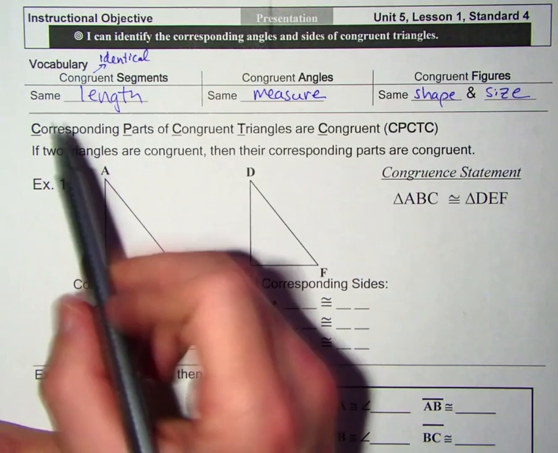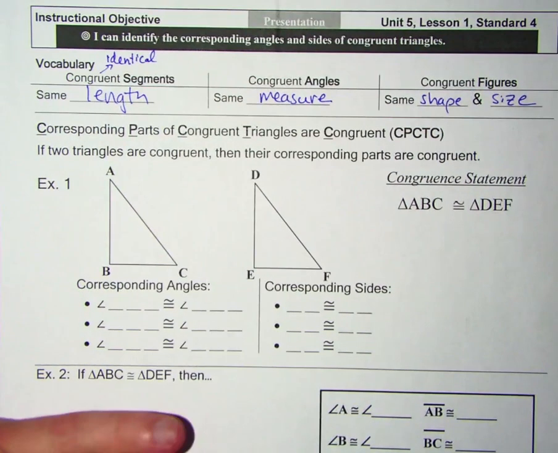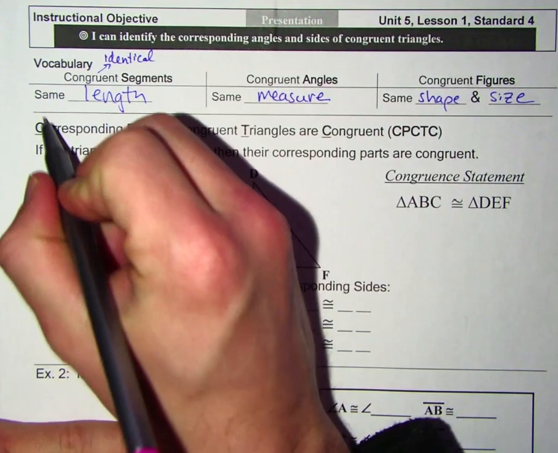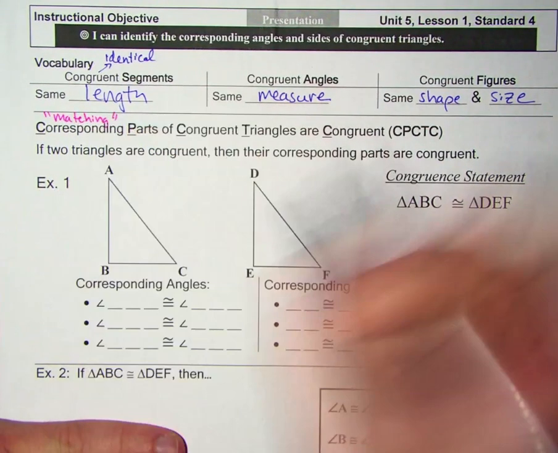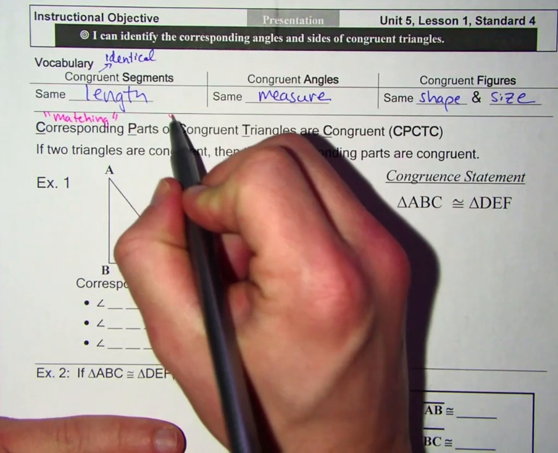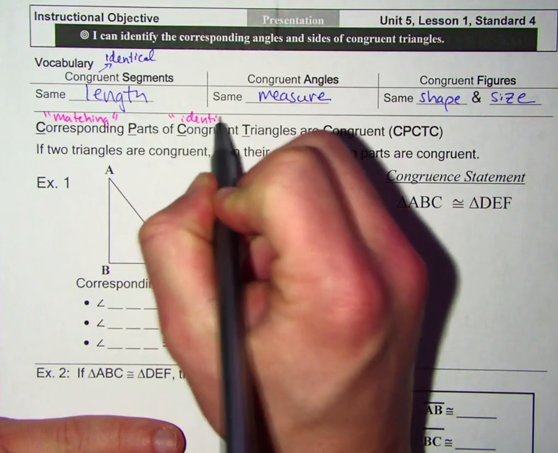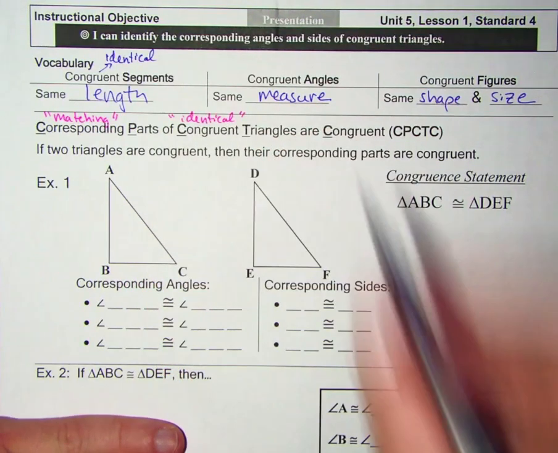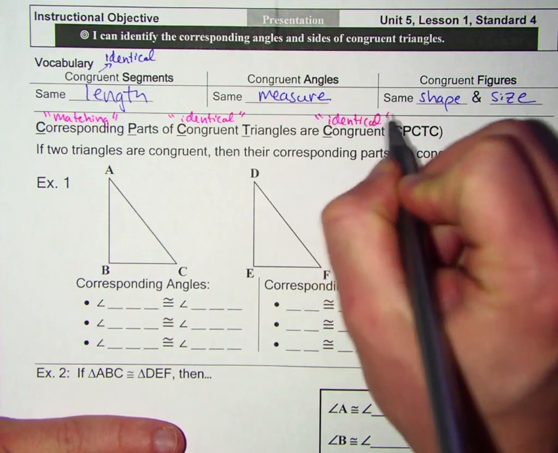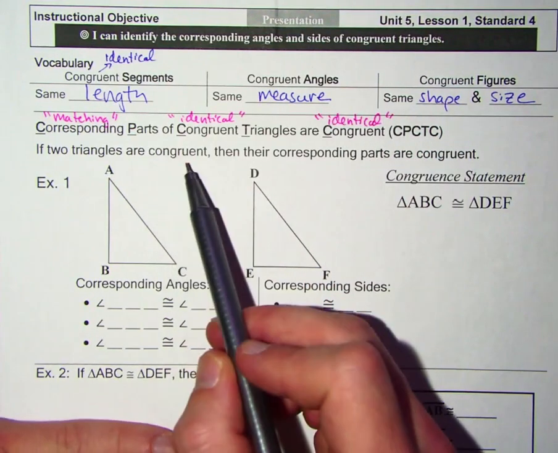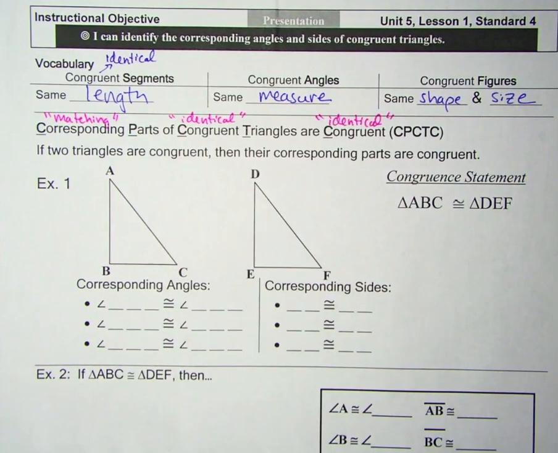Now there's a fancy phrase called corresponding parts. Corresponding in this context means matching, so matching parts of congruent triangles, of identical triangles, are congruent, are identical. Stop and think about what that means. If you've got two congruent triangles, then you know each of their matching parts also have to be congruent.